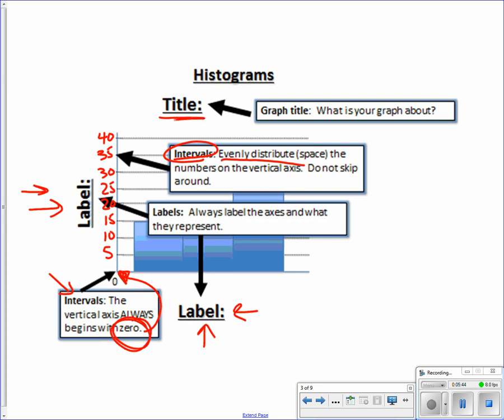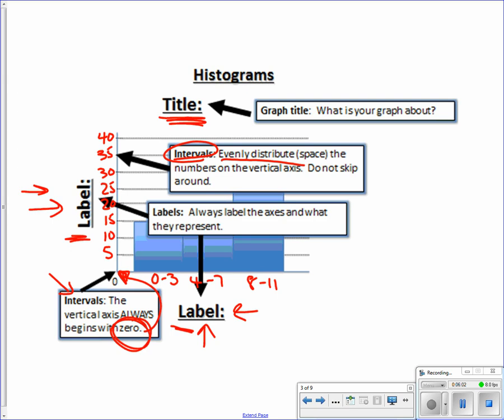Don't forget your title, your labels on the side, label on the bottom, okay? You'll end up having some labels here. So I have like my 0 to 3, 4 to 7, 8 to 11, okay? Let's say I had more bars, okay? And then how high they go.